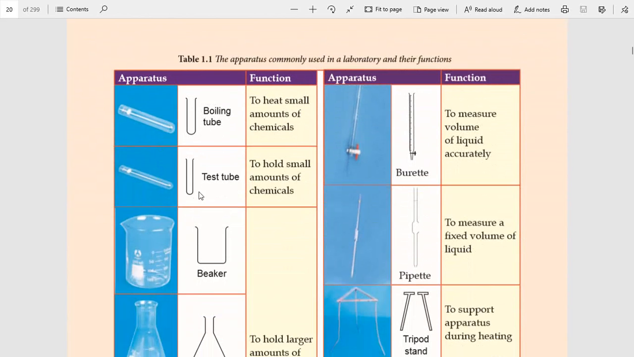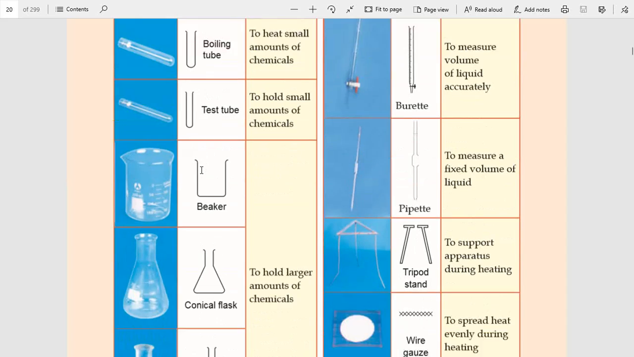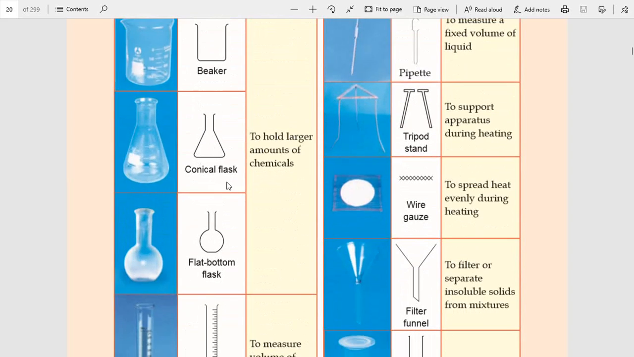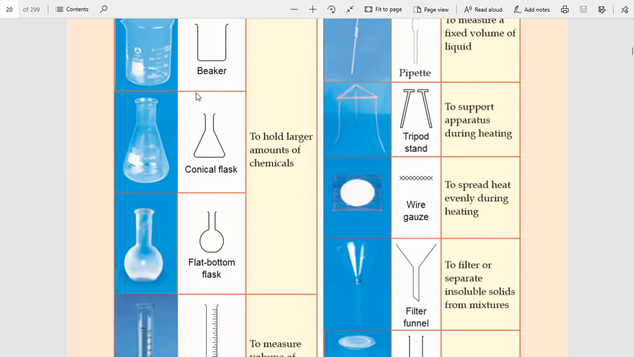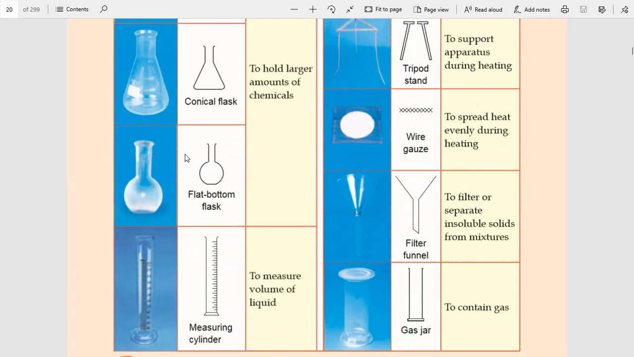Boiling tube and test tube. Both are the same shape, but the boiling tube is bigger in size than the test tube. The boiling tube can be heated, but not the test tube. Both are used for a small amount of chemical. Beaker, conical flask, and flat bottom flask: all these three hold a large amount of chemical.